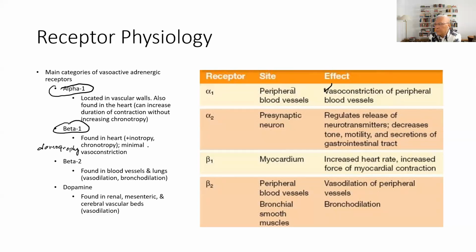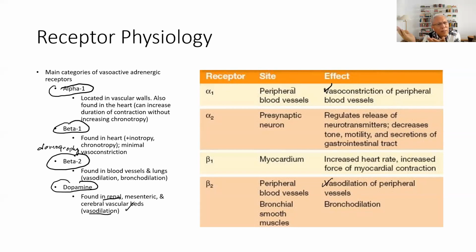That's AV conduction. And of course, in beta-2, its action is going to be in the lungs, and it causes bronchodilation and vasodilation of those blood vessels in the lungs. And the dopaminergic receptors are found mainly in the renal, as well as mesenteric and the cerebrovascular beds. And they cause vasodilation as well. Okay, so those are the receptors as far as the sympathetic nervous system.